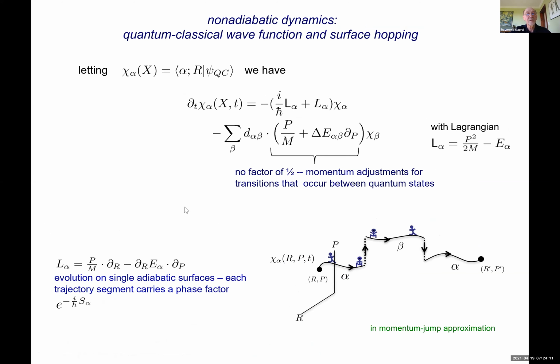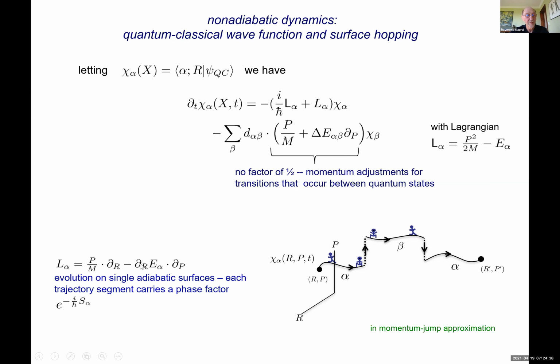So now let's look by contrast at the Koopman quantum classical Schrodinger equation. So again, I'm now going to project the quantum classical wave function on the adiabatic states, and the corresponding projected Koopman Schrodinger equation again involves a classical Liouville operator.